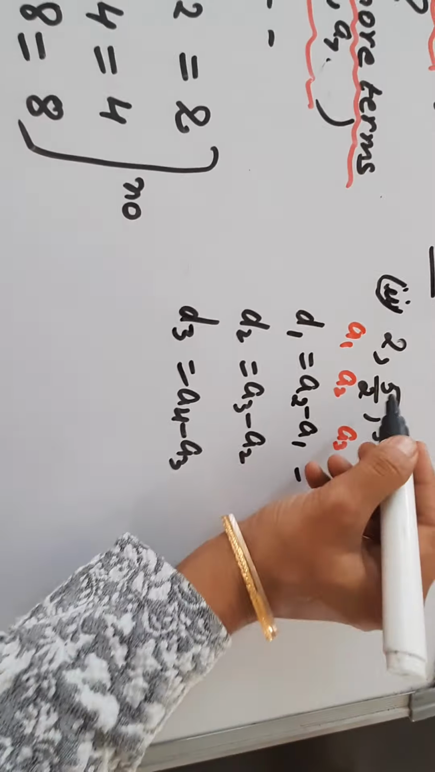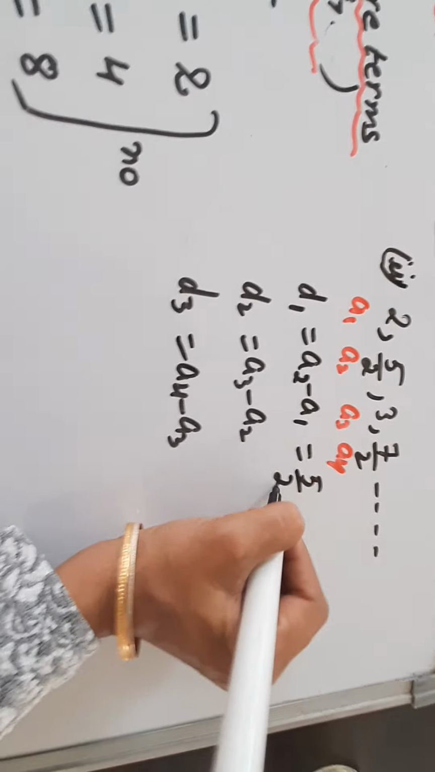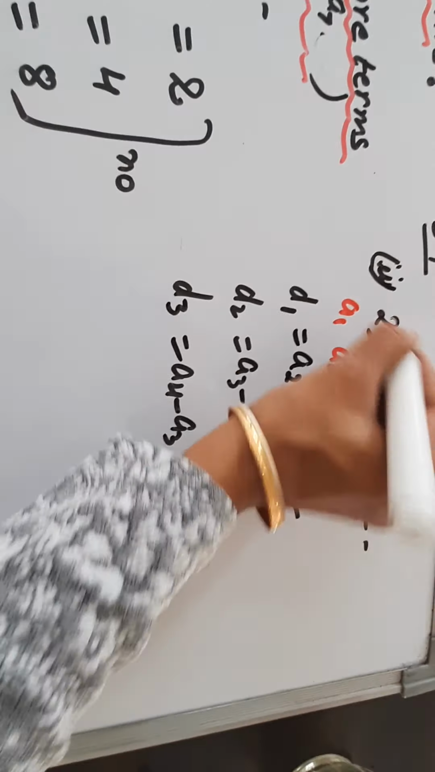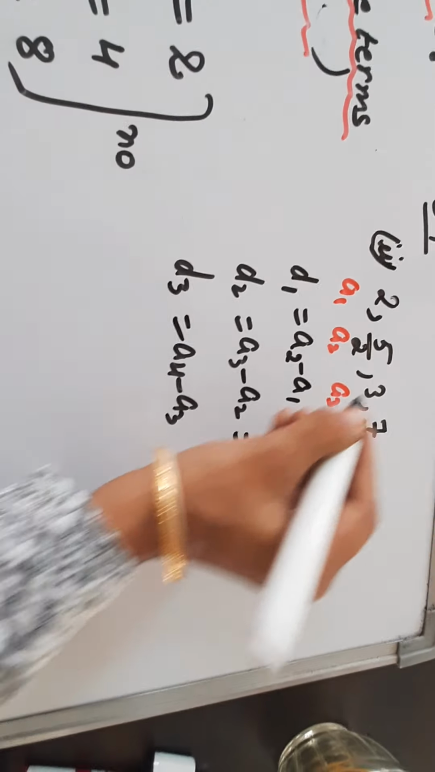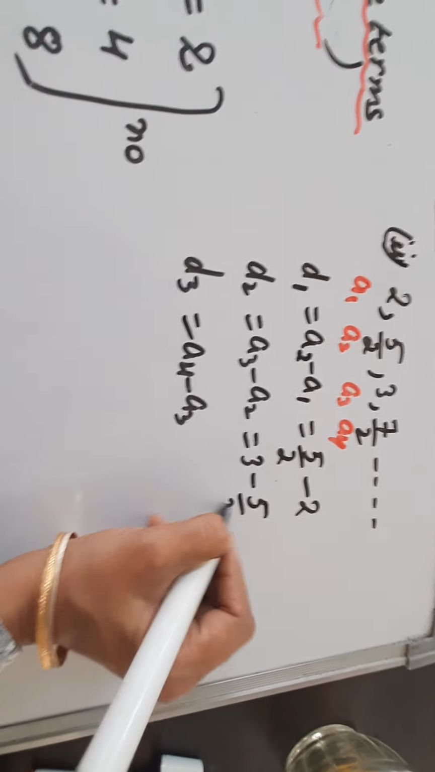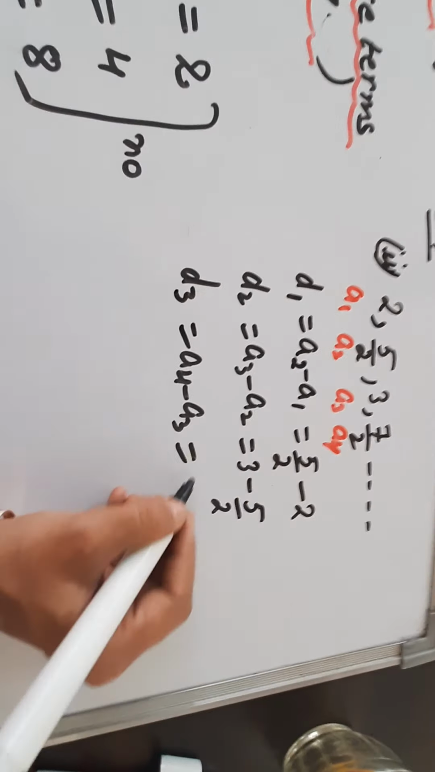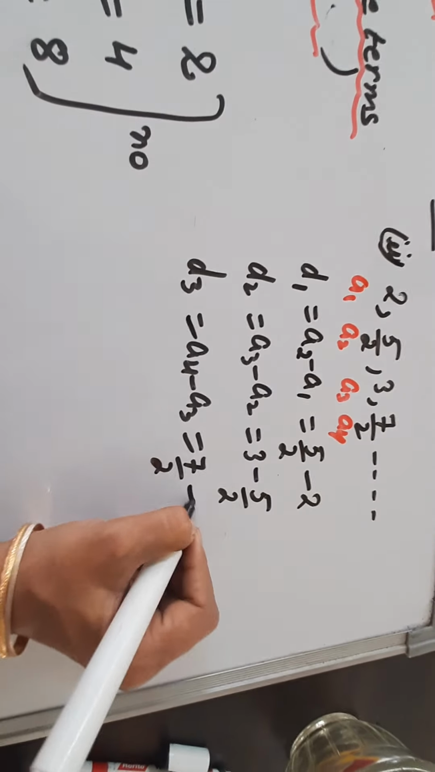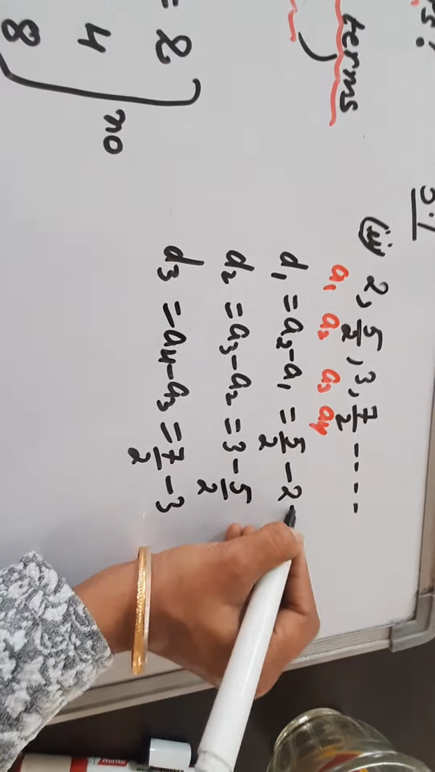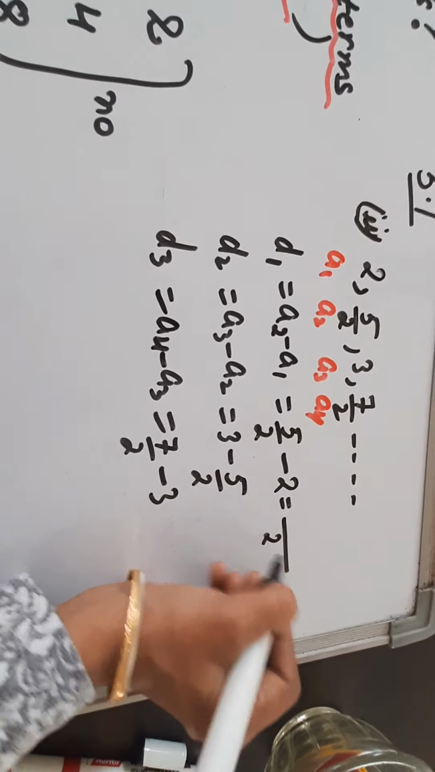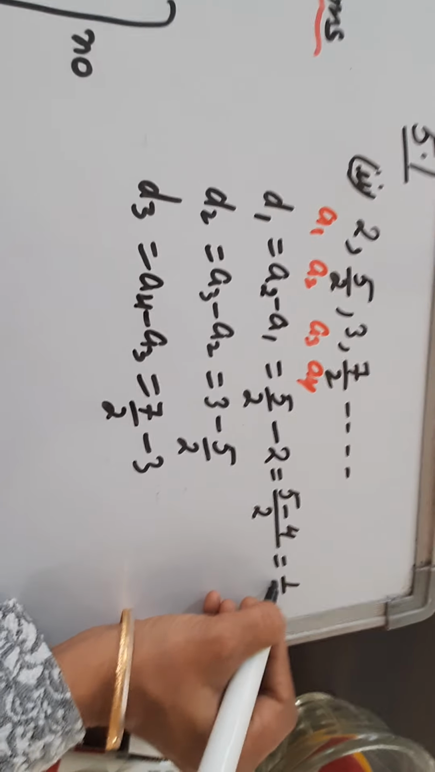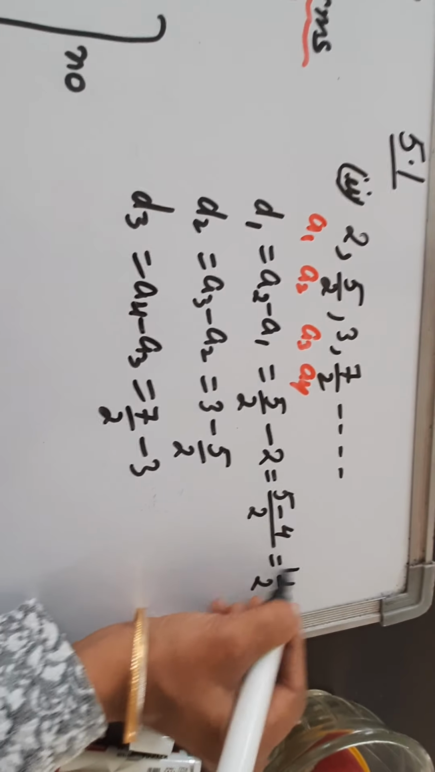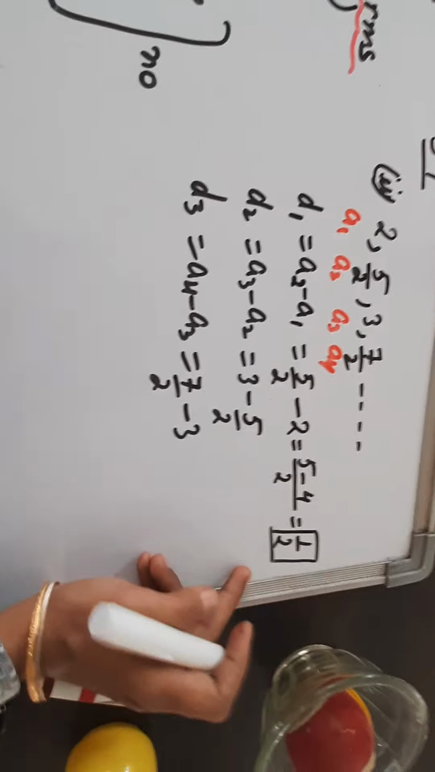So what is A2? It is 5 by 2. Then minus, what is A1? It is 2. A3 is 3 minus A2 is 5 by 2. Then A4 is 7 by 2 minus A3 is 3. So let us solve them by taking LCM. 2, 5, 2 2s are 4. 5 minus 4, so this will be 1 by 2.